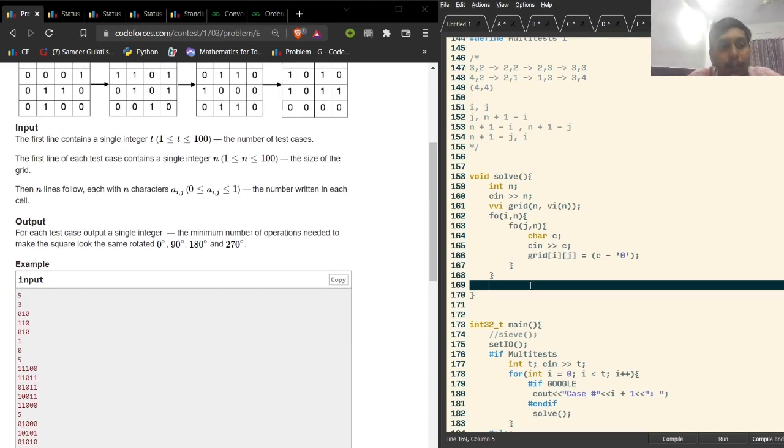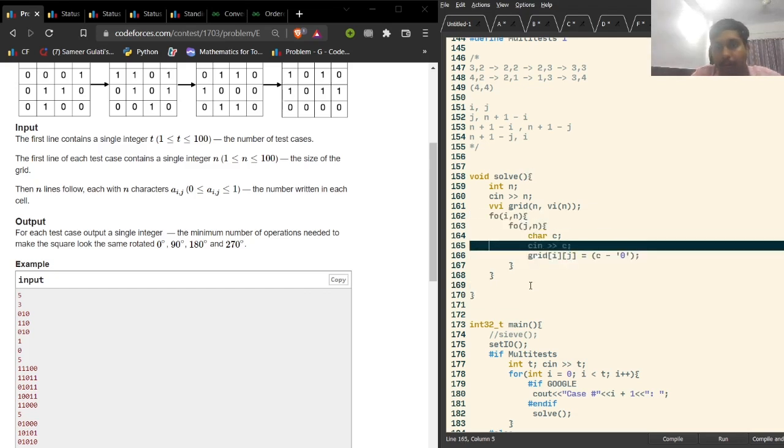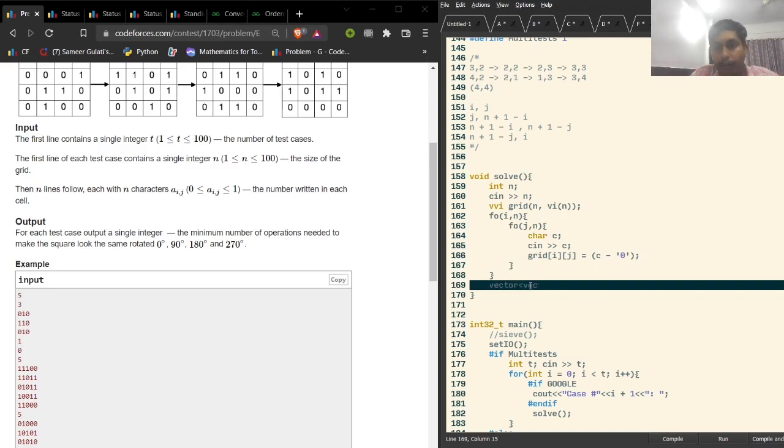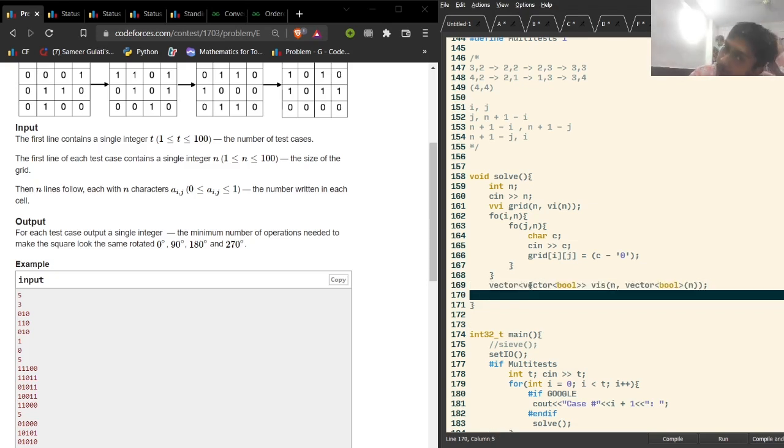So if I'm at 1 1, I need to find all of the characters which have been visited before. So let's have the visited variable as well. Let's just copy it from here. So it's a vector of bool, visited n comma vector bool n. Initially all of them are not visited, because once we visit a few cells, we don't need to calculate them once again, because they're already counted in our answer.